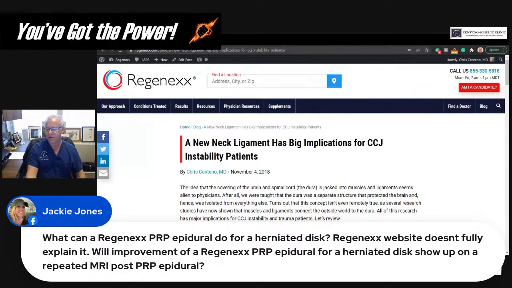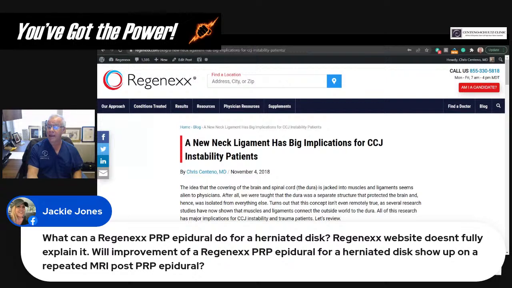Jackie asks, what can Regenexx PRP Epidural do for herniated disc? The Regenexx website doesn't fully explain it. Will improvement of herniated disc show up on repeat MRI post PRP Epidural? So Jackie, if we're talking about a herniated disc, now remember that's very different than a bulging disc. So two completely different animals. But if we're talking about a herniated disc, which is where the stuff inside the disc has squirted out, then the focus of a platelet lysate epidural would be to improve the blood supply in that area and to ramp up the body's ability to clear away the herniated disc material.